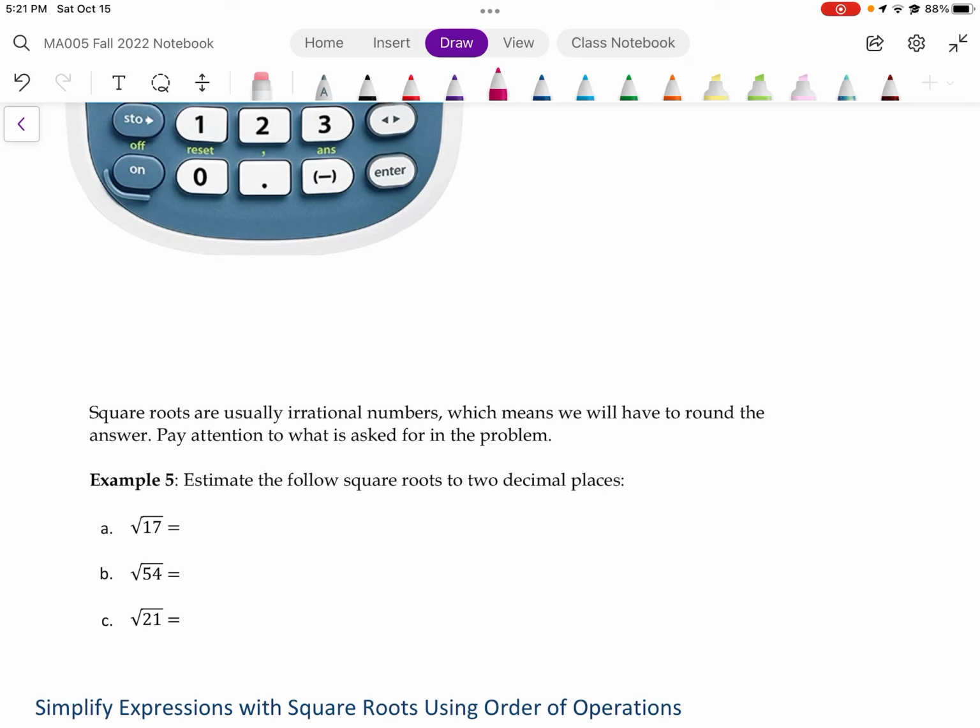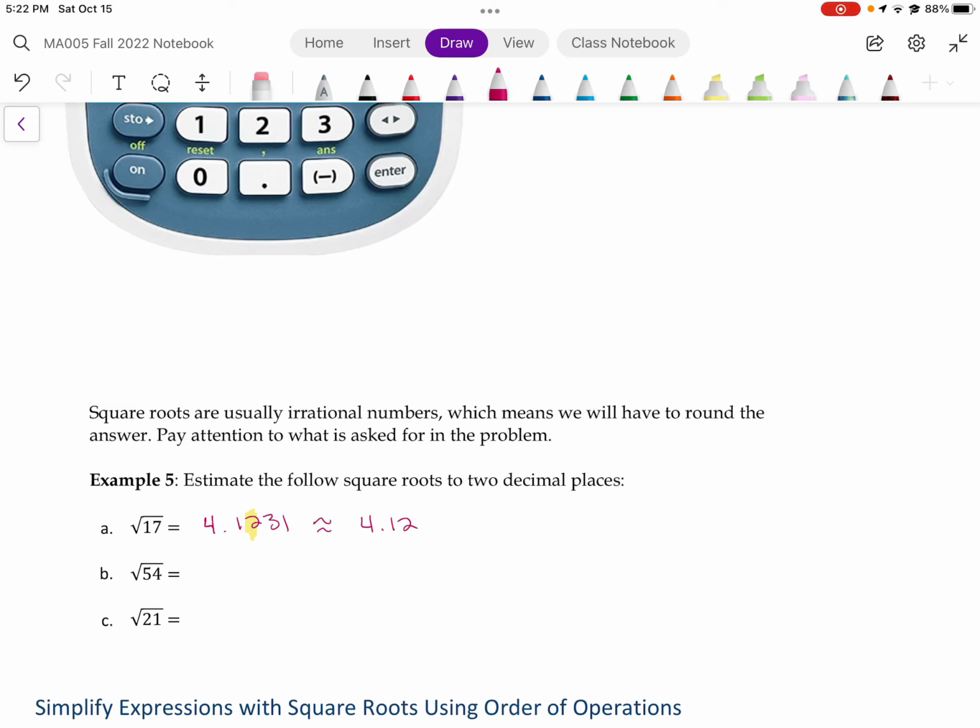All right, so for square root of 17, you should have gotten 4.1231 and so on. And that is going to round. Now it says to 2 decimal places. That's to this one right here. So what is the 3 going to do to the 2? Well, it's not going to round it up. It's going to keep it at 2, 4.12.